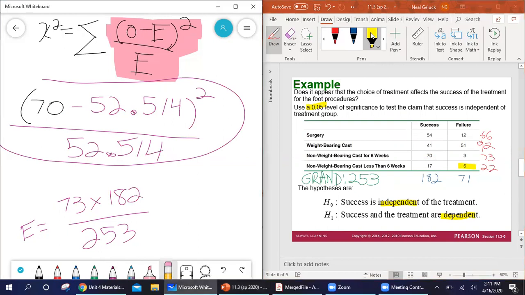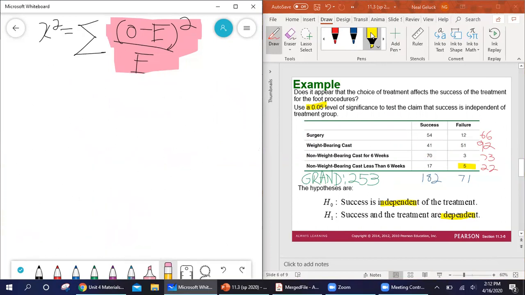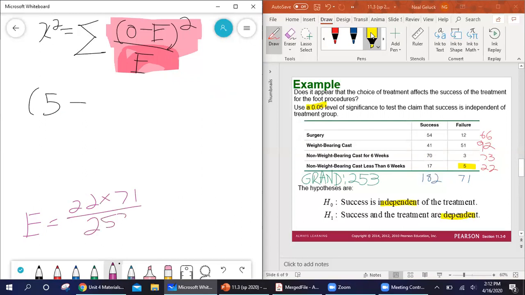So if I was running the calculations for that, the observed is the 5. The expected is the row that it's in, which has a total of 22, the column that it's in, which has a total of 71, the grand total, which is 253. So the expected here was, if I run those numbers, 6.174.